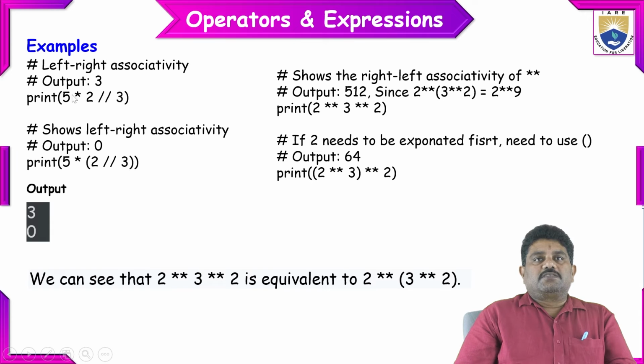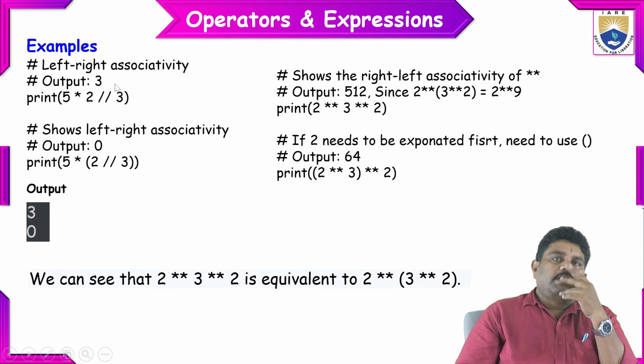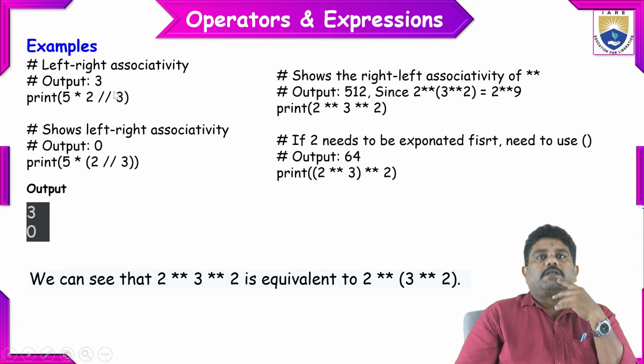Now the first operation is 5 star 2, which will happen left to right. From the left side we have to start. 5 star 2 is 10, then 10 by 3, like that. Left to right we have to carry out the operation. 10 by 3 gives 3.something, so the output is 3 here.